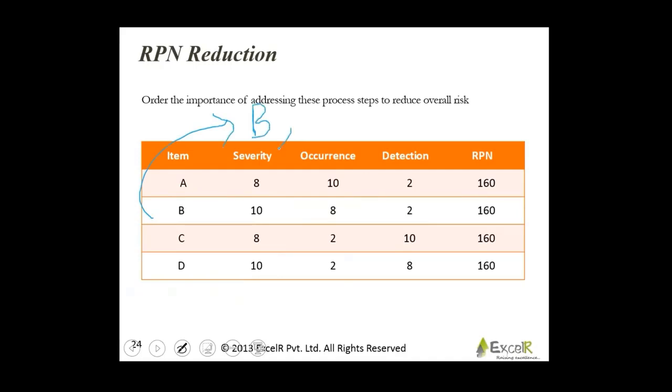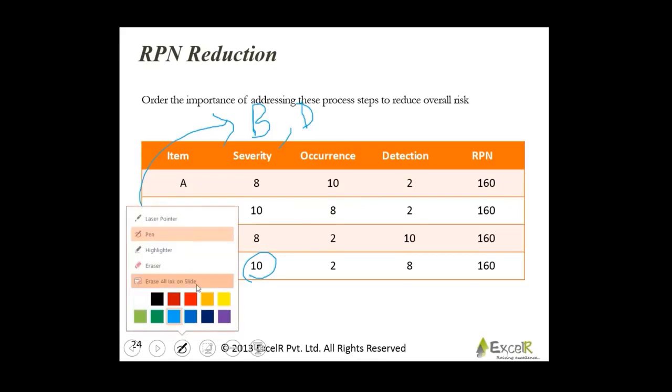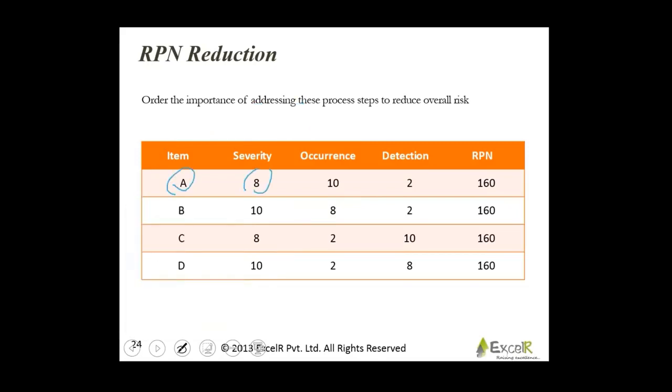number 1 priority for me, followed by D because it has high severity. And then I would move on to A, because A and C both have the same severity, but A is occurring most number of times. So probably I will say it will be B followed by D, followed by A and then C. This is the order in which I'm going to prioritize these events or risks.